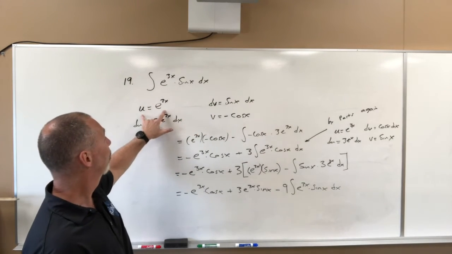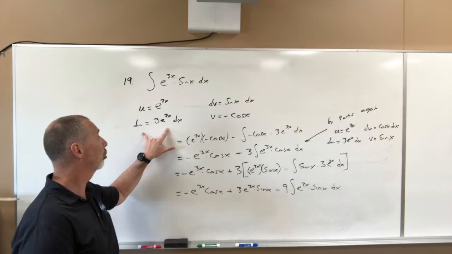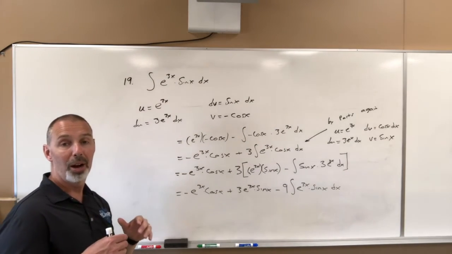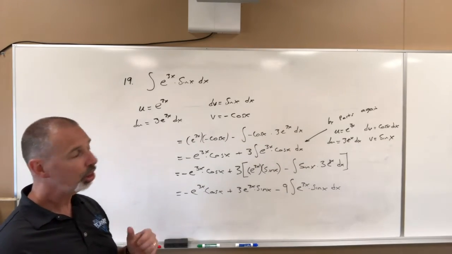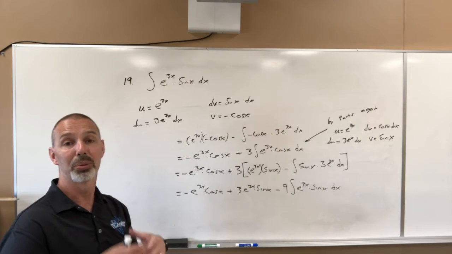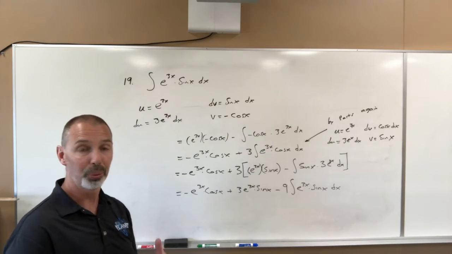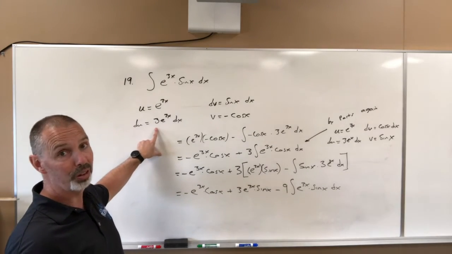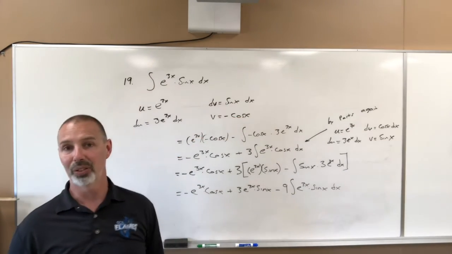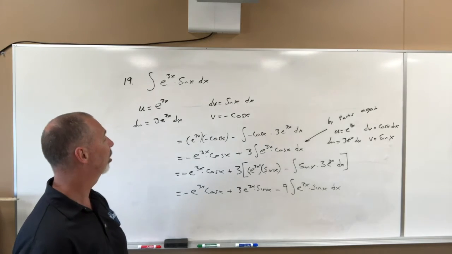Okay, now we take the derivative of u, which is 3e to the 3x. Again, we're using our chain rule. So e to the 3x is e to the 3x times the derivative of 3x, which is 3. So we just pulled that 3 out front, and we have 3e to the 3x dx. The integral of sine x is negative cos x. Again, it's on your formula sheet.